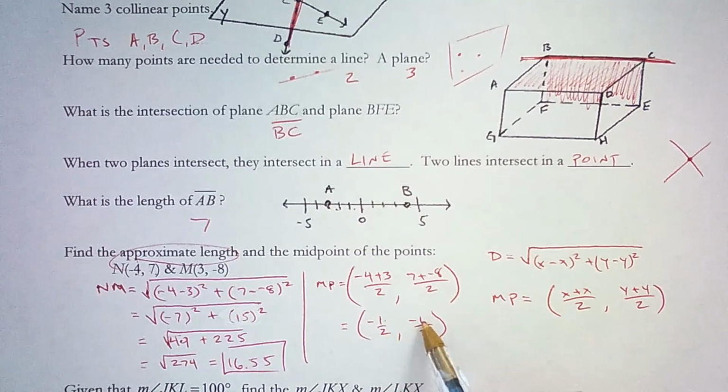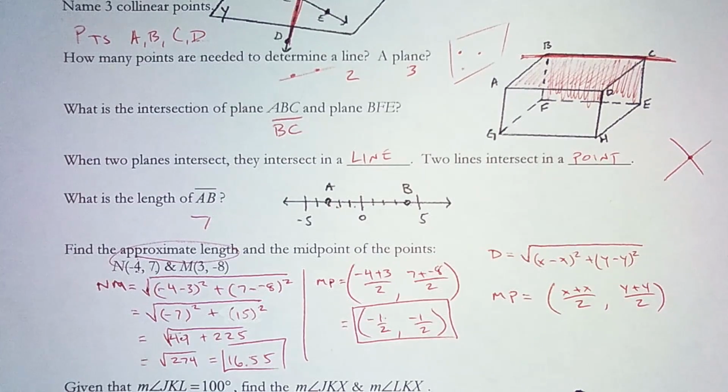Now, if I could simplify these, I would. If I had an even number on top, I would divide by 2. But I have an odd number on top, it won't simplify, so we will leave it like this. Negative 1/2, comma, negative 1/2.